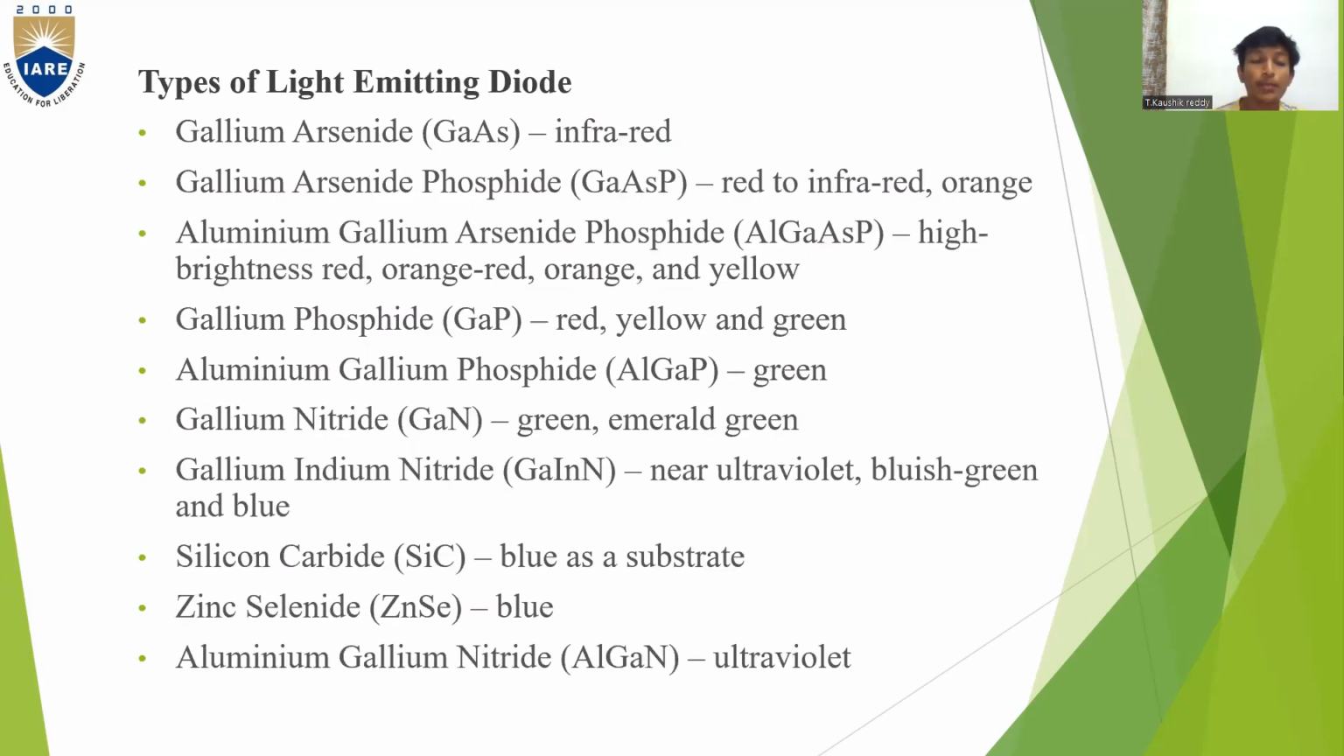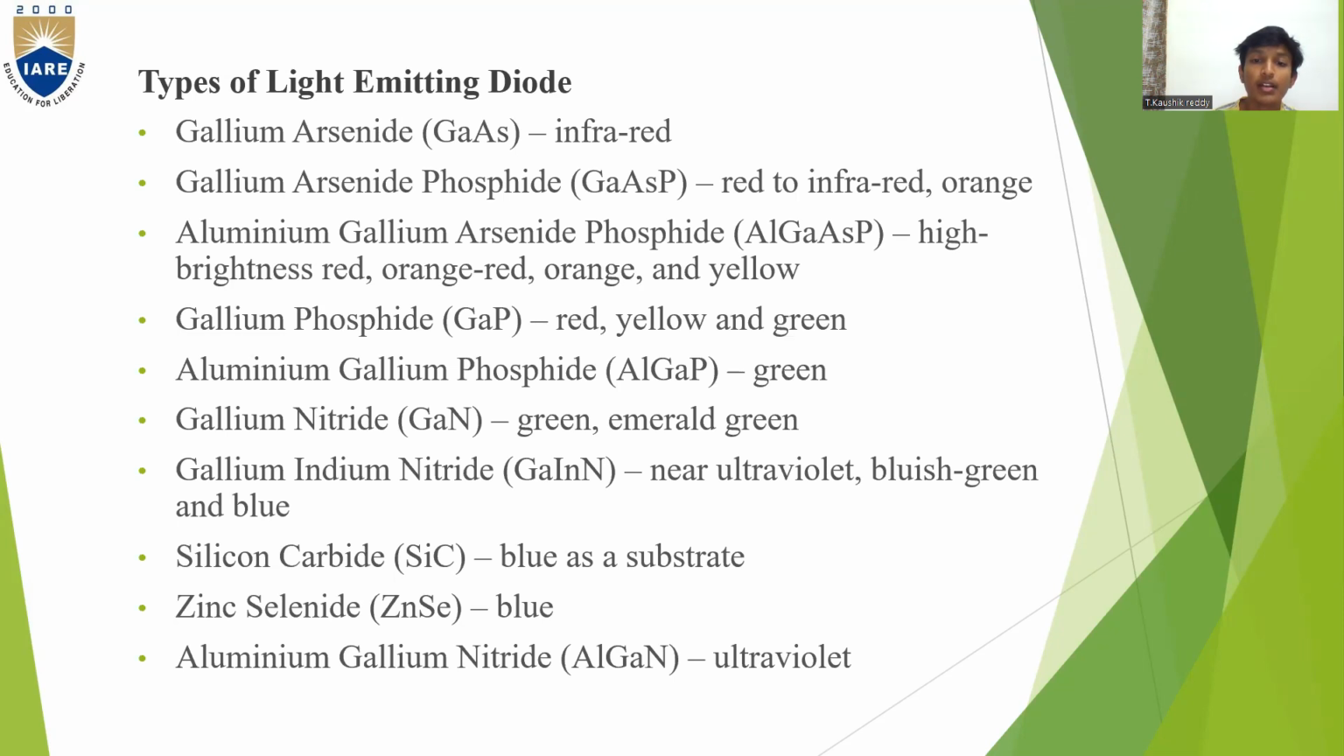Next, these are the types of light emitting diodes or LEDs. The first one is gallium arsenide, GaAs, infrared, and next one is gallium arsenide phosphide, GaAsP, red to infrared, orange. Aluminium gallium arsenide phosphide, high brightness, red, orange, and yellow. Next, gallium phosphide, red, yellow, green. Next, aluminium gallium phosphide, green. Next, gallium nitride, green, emerald green.